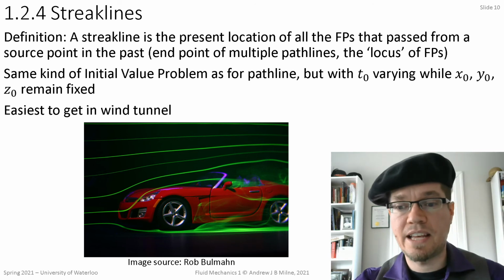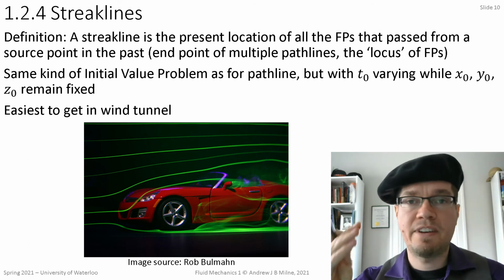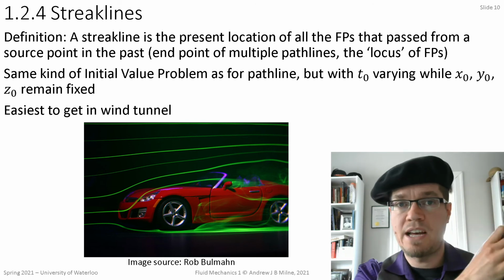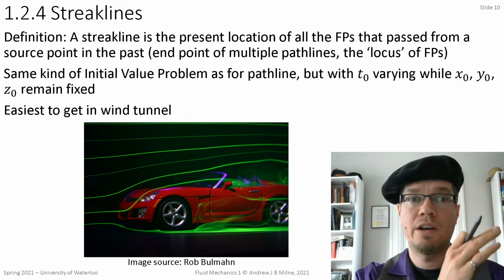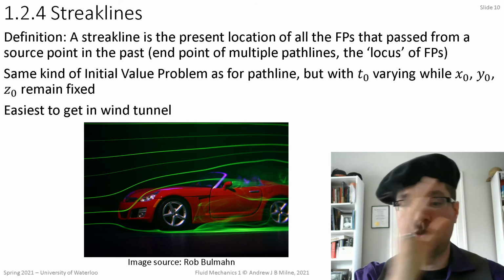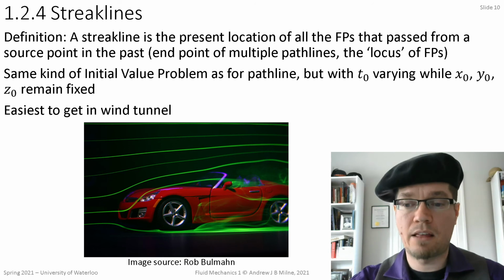Mathematically, it's the same sort of initial value problem as for a path line, except instead of some fixed t0, you have to let t0 vary from some time in the past to the present. And you have to run each one of those from that time period to the present and find the end point of all of those path lines.